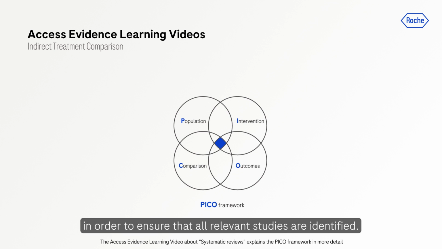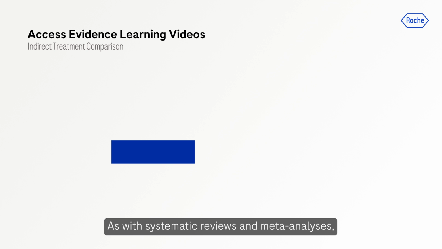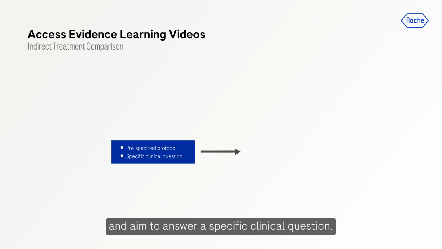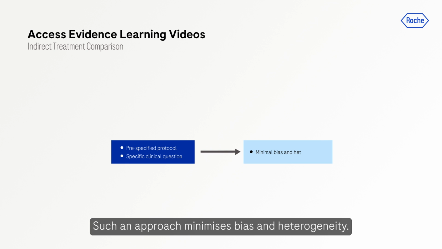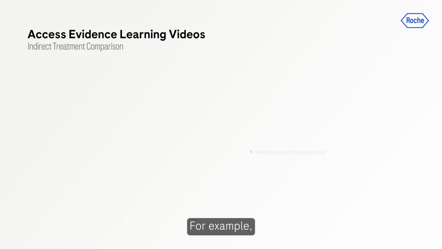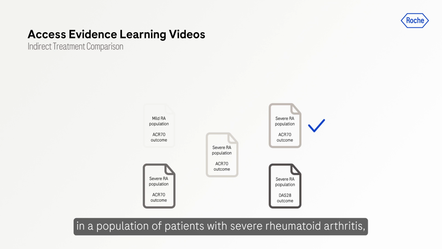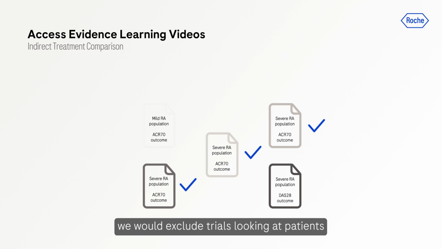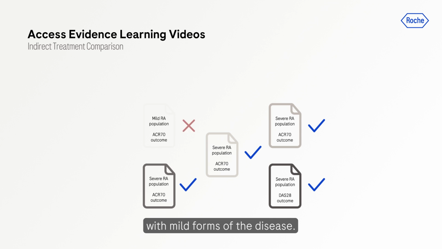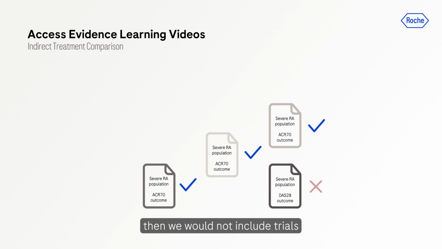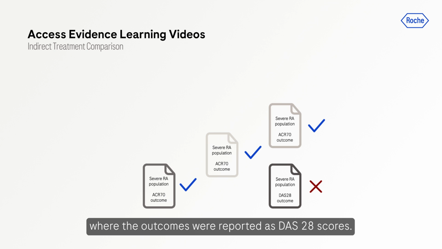relevant studies are identified. As with systematic reviews and meta-analyses, indirect treatment comparisons must follow a pre-specified protocol and aim to answer a specific clinical question. Such an approach minimizes bias and heterogeneity. For example, if we are examining the effect of different interventions in a population of patients with severe rheumatoid arthritis, we would exclude trials looking at patients with mild forms of the disease. Similarly, if we are only interested in outcomes reported as ACR70 values, then we would not include trials where the outcomes were reported as DS28 scores.